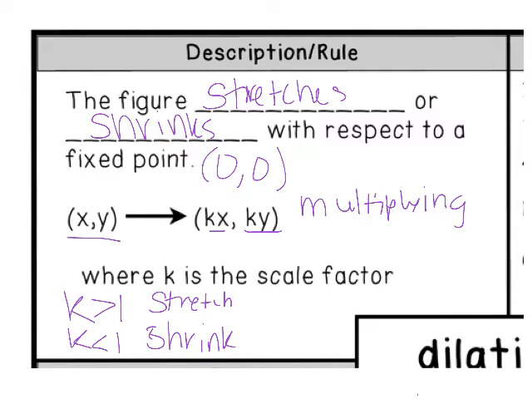Okay, so the figure stretches or shrinks with respect to a fixed point. We are always using the origin. The rule is take your original x, y, and we map it to k times x, k times y. K is the scale factor. When you have a k bigger than 1, you're stretching, less than 1, you're shrinking.